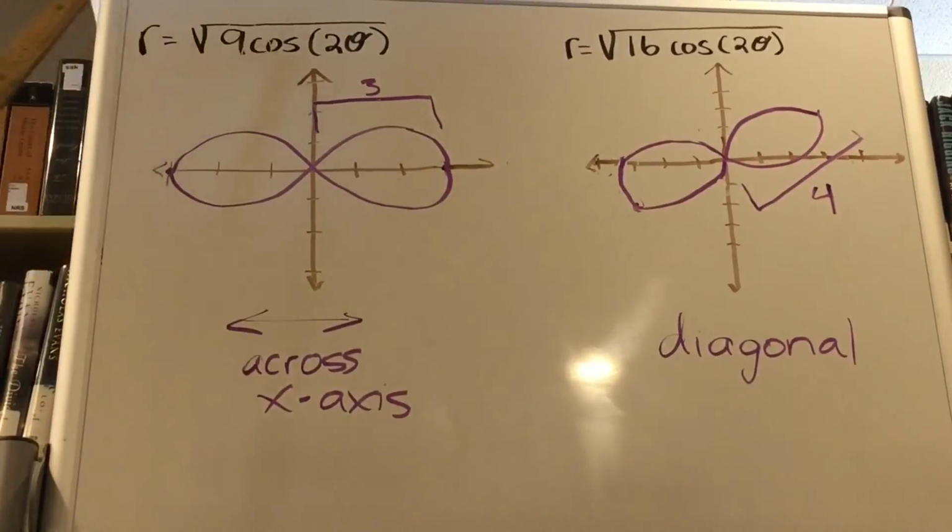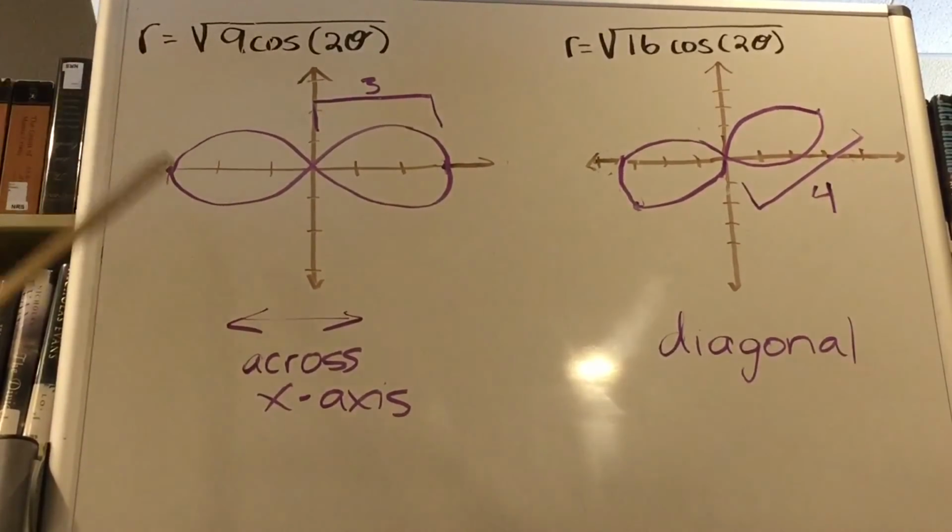What does the cosine do? Well, the cosine means it's going to go across the x-axis. So that's what we see here. It's going across the x-axis.